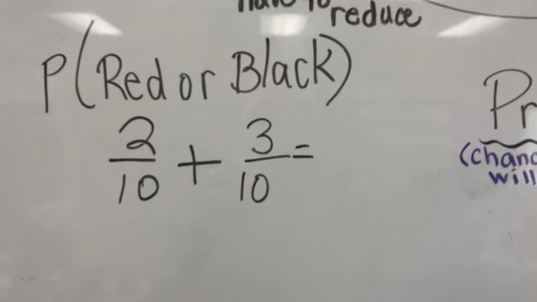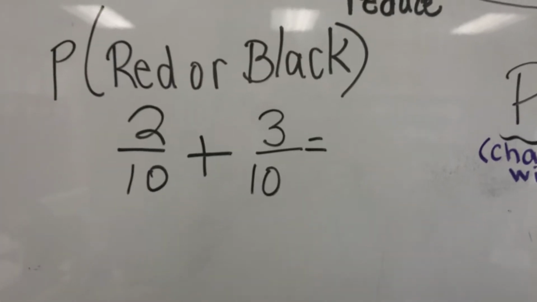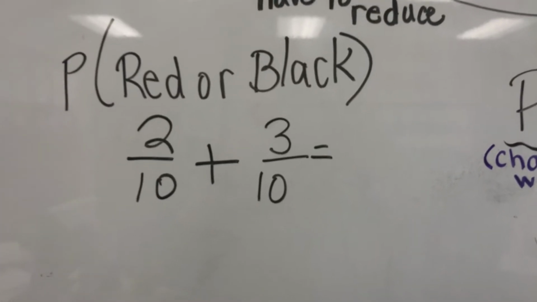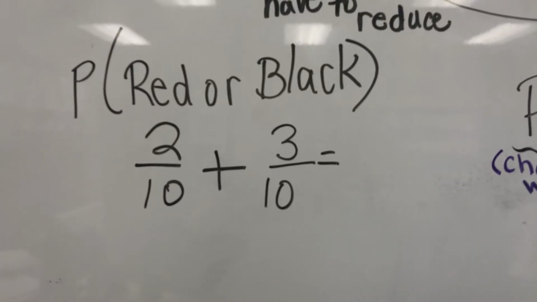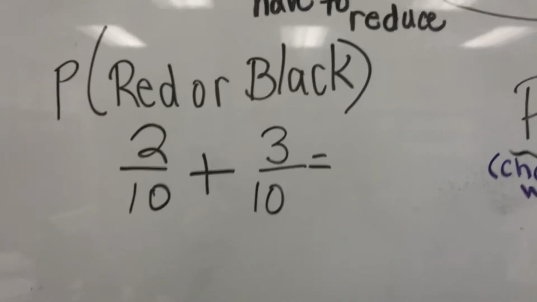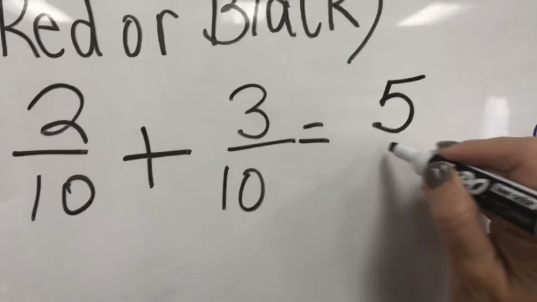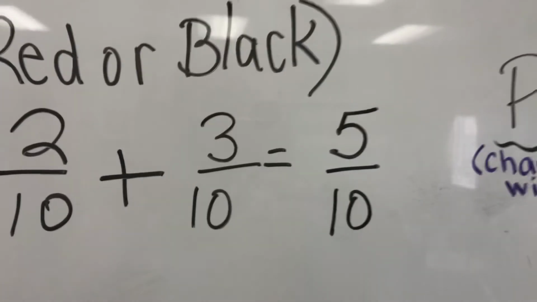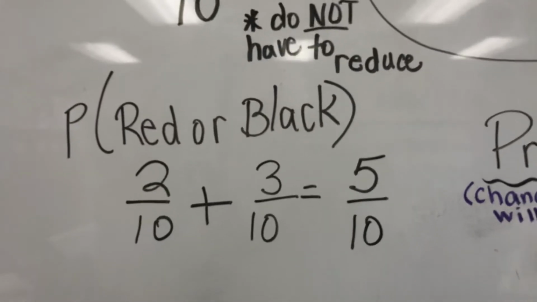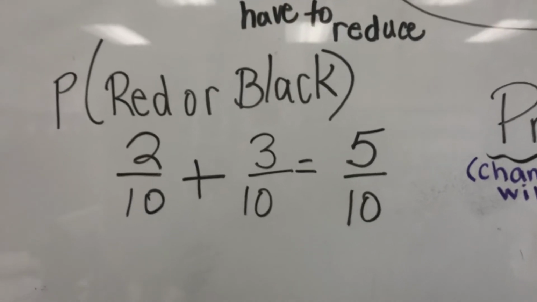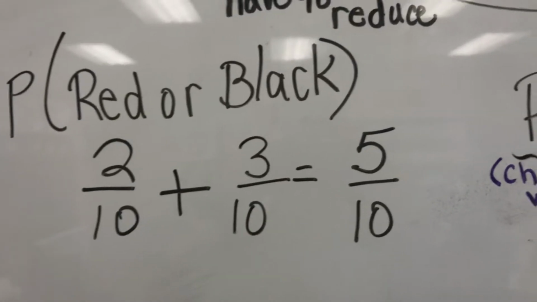So the probability of drawing a red or a black would be 5 out of 10 because you add the probability of drawing a red and the probability of drawing a black together. Again, you do not have to reduce to lowest terms, so you leave it as 5 out of 10 or 5/10. Now, let's move to this circle.